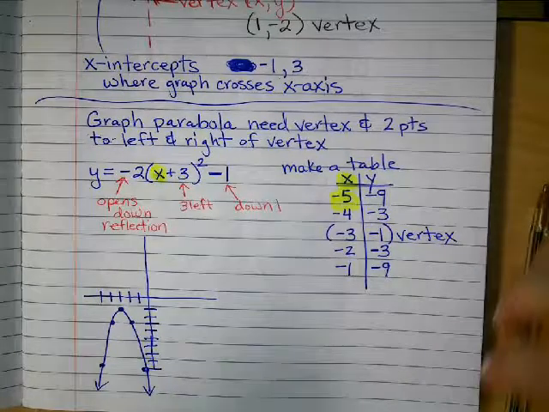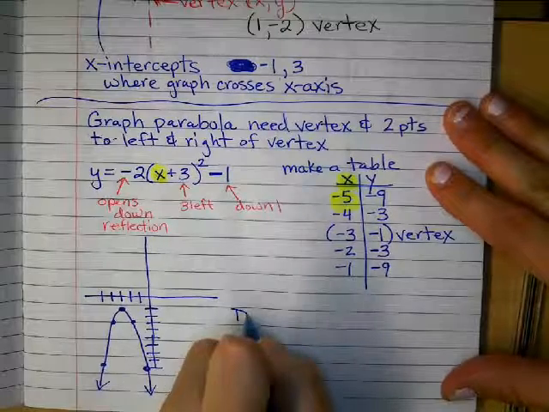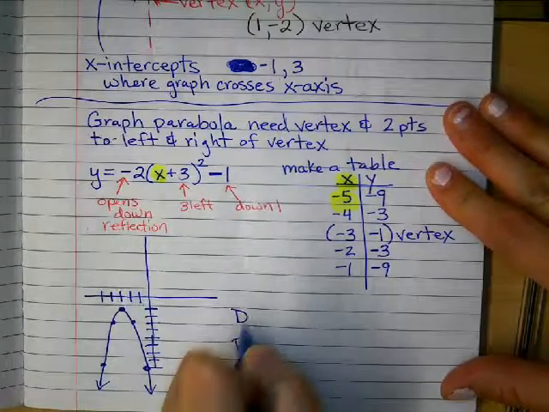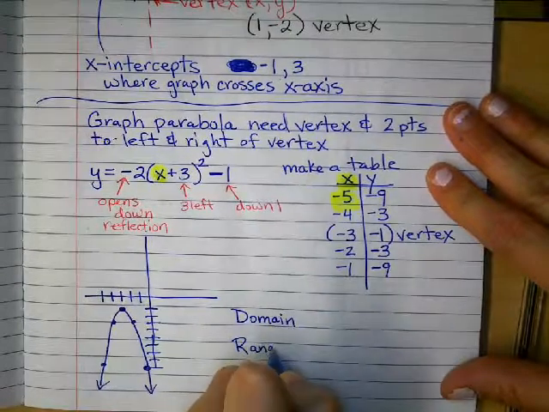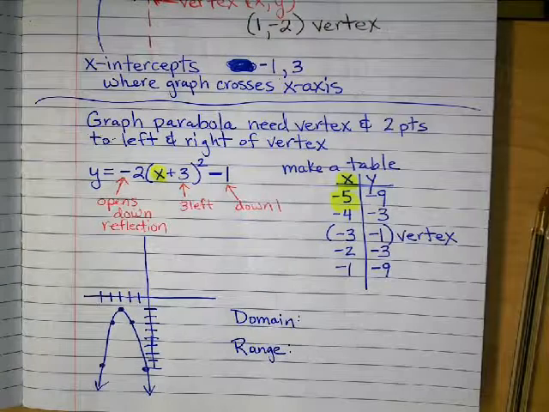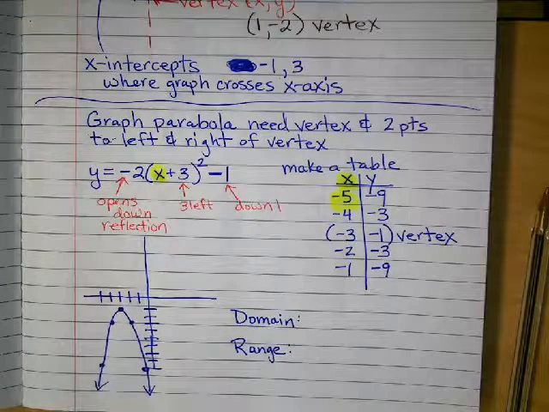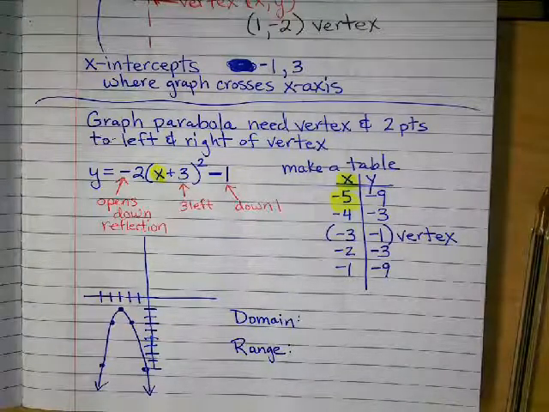They might ask you about the domain and the range. We've talked about that before. They're going to ask you about that on this assignment too. I want to go over it again because people tend to forget what this domain and range stuff is. Okay, we're going to go over domain and range again. So we just graphed one. Let's look at this one we just graphed.